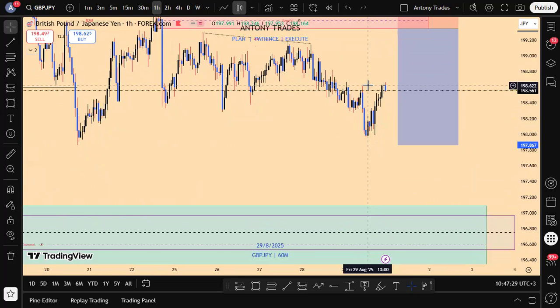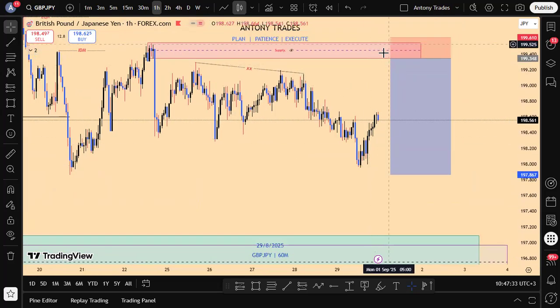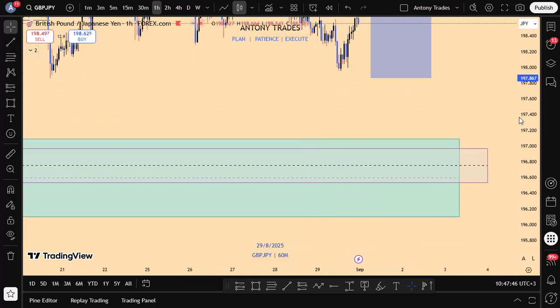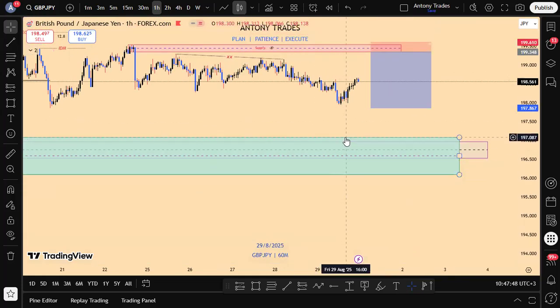The next scenario is maybe if the GJ will not come to this area, then wait for this area here that we marked from the daily time frame. Then always wait for a good confirmation from this area. Don't take trade blindly because as you can see, this area is very big.